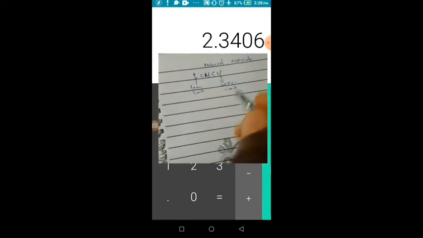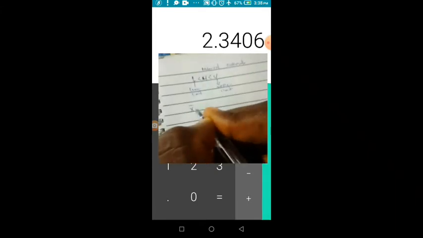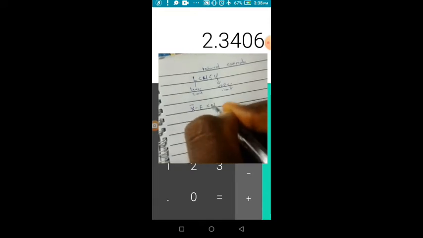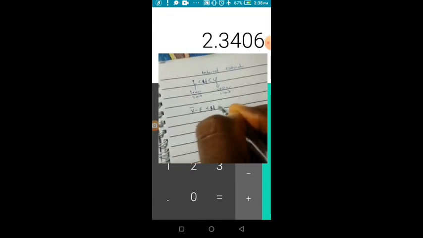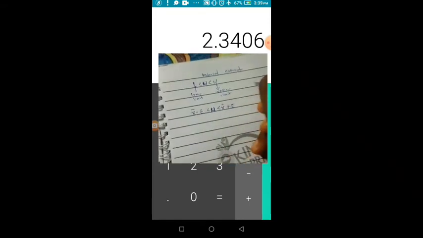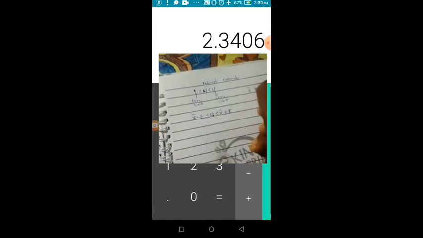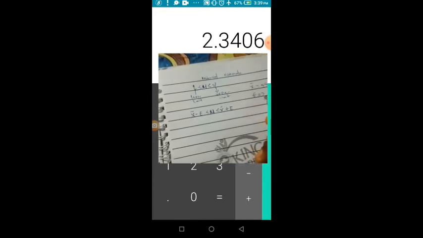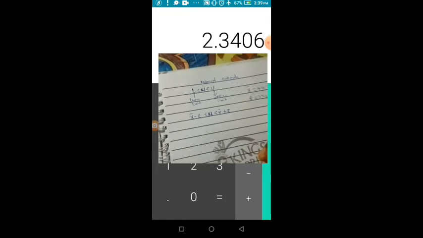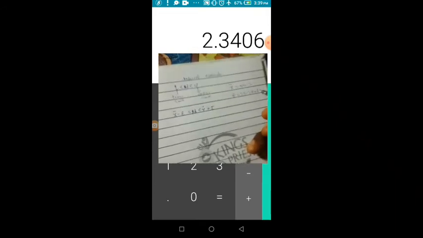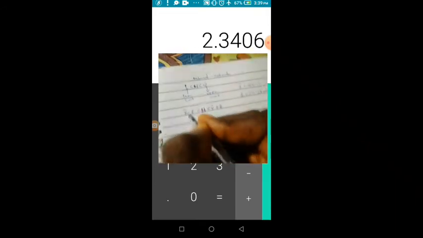Okay, now I said the formula is x bar minus margin of error less than mu, less than x bar plus E. Then what is our x bar? Our x bar, from the question, is 44.3. Now what is our margin of error? Our margin of error is 2.3406. Now let's insert into our parameters.